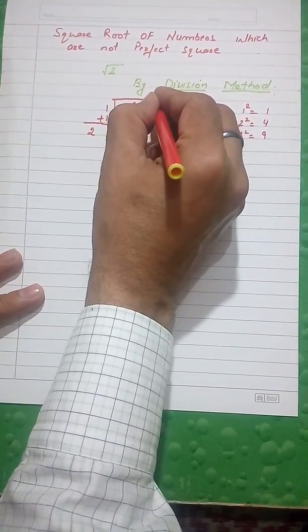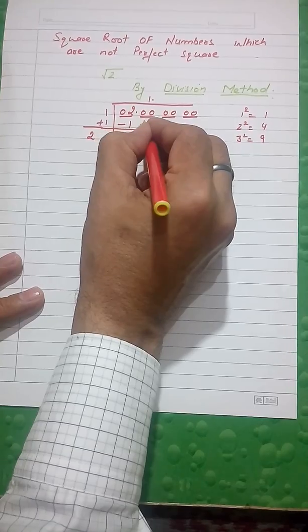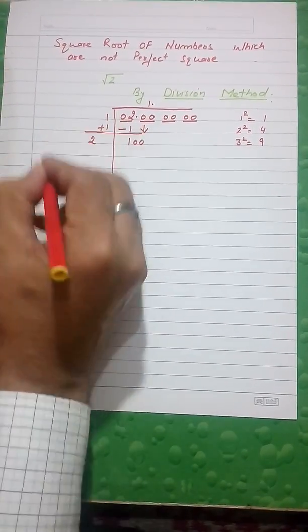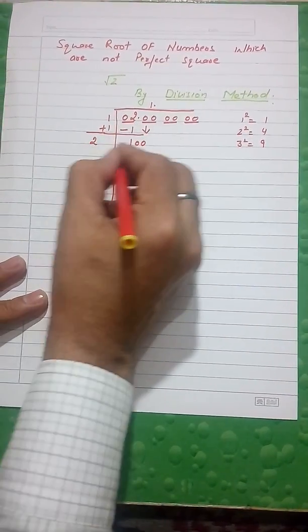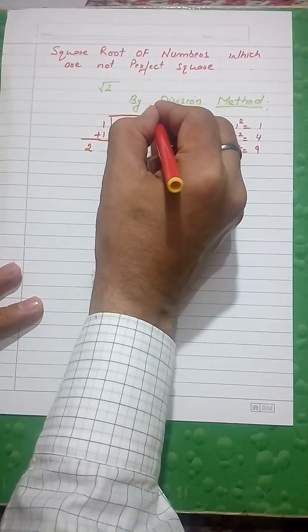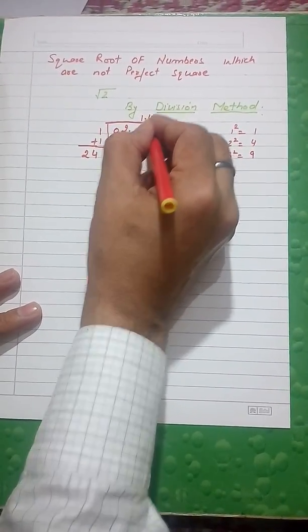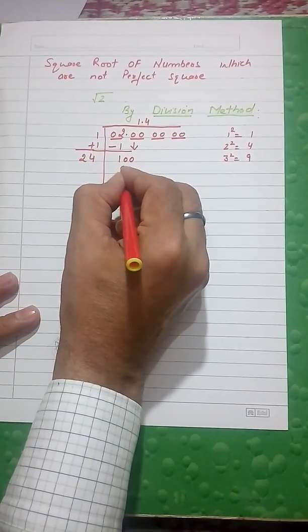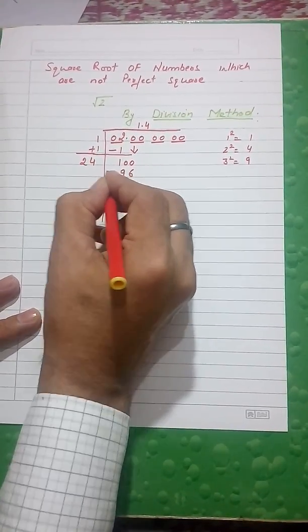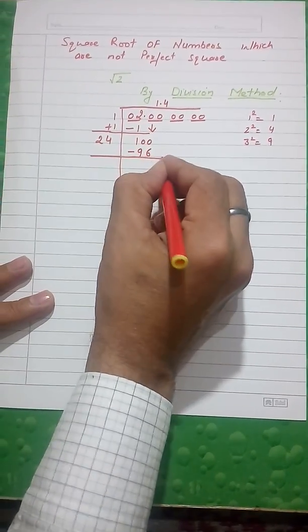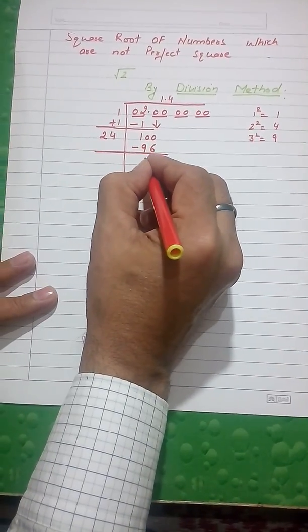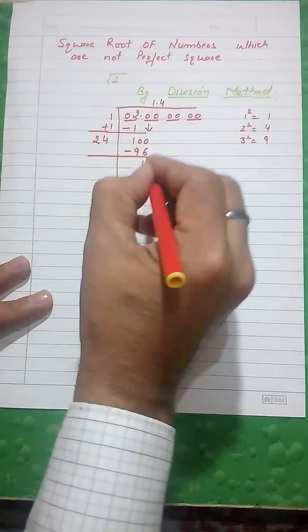Now take the decimal point here and bring this pair down. Now 2 here, and then 2 4s are 8. So 4 here and also 4 here. Multiply 4 with this 24, you will get 96. Subtract this, and you will get 4.